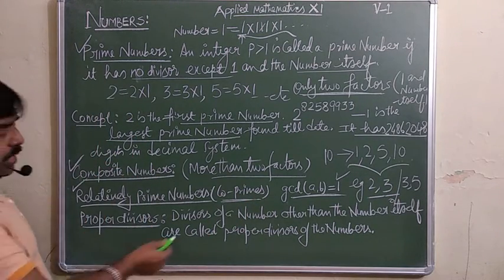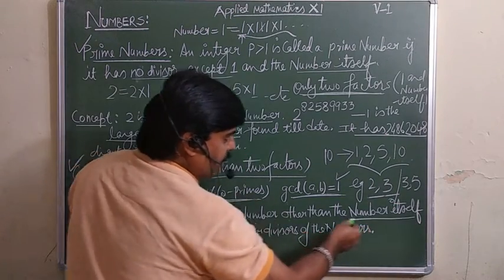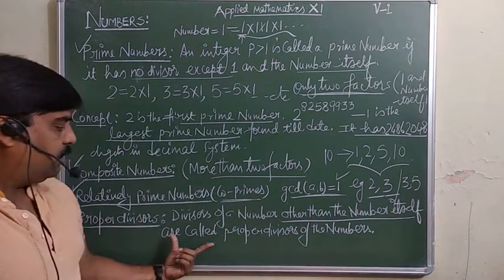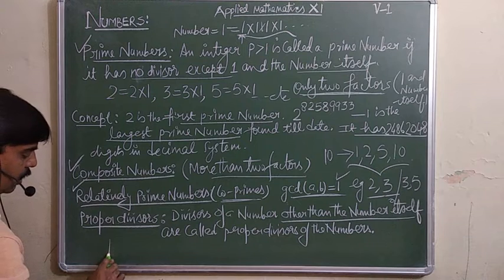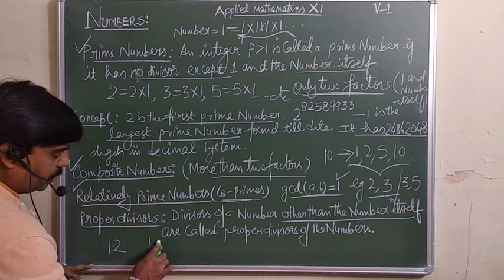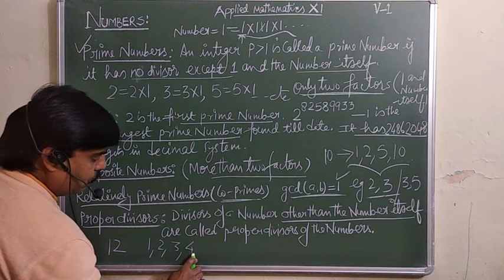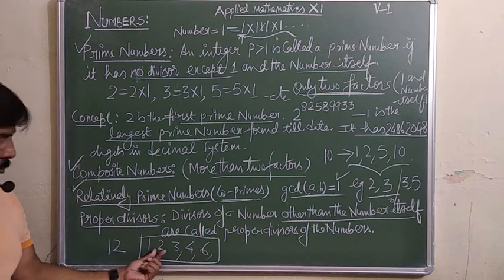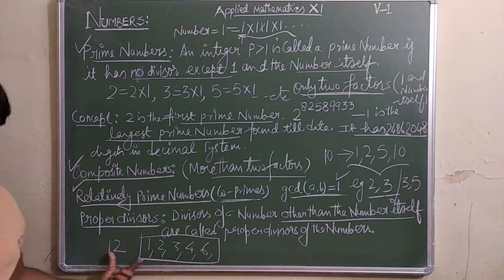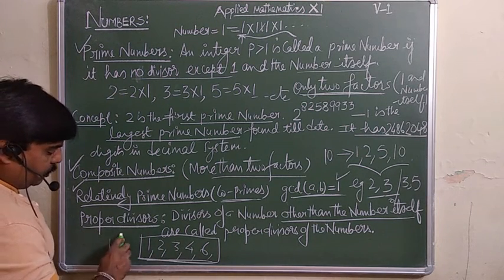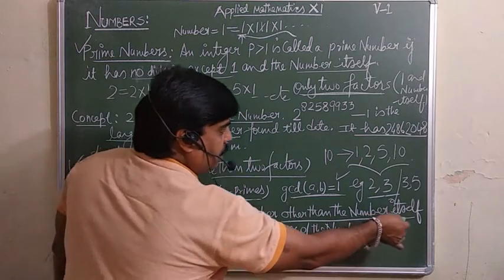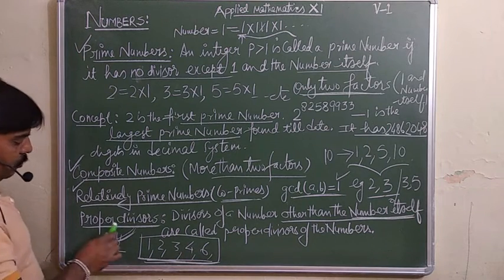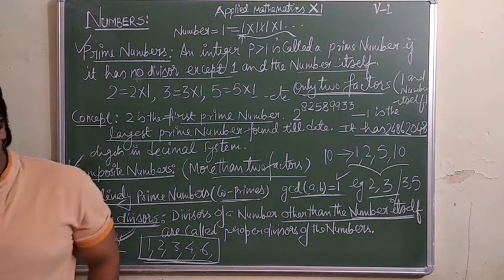Next are the proper divisors. The divisors of a number other than the number itself are called the proper divisors of the number. For instance, suppose you take 12. 12 is divisible by 1, 2, 3, 4 and 6. So these are the proper divisors of 12, except the number itself. All the numbers other than the number itself by which the number is divisible are known as proper divisors.